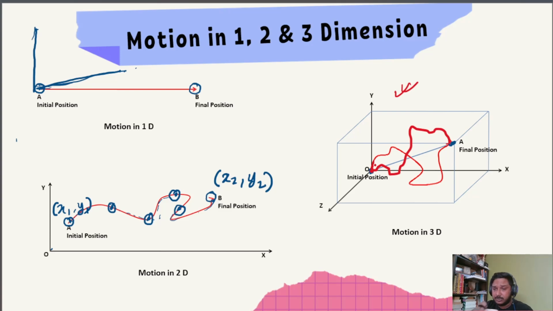Vibration or oscillation in space, where the particle has come back to the initial position, but to explain its motion we will be requiring 3 axes, not 1, not 2, but 3 axes. So this is a vibration in space.